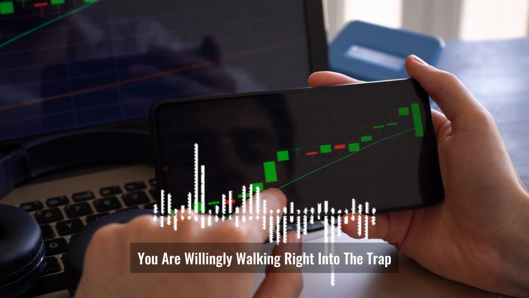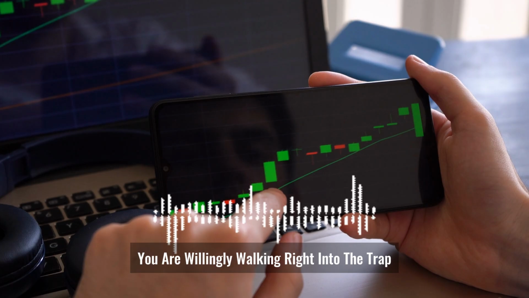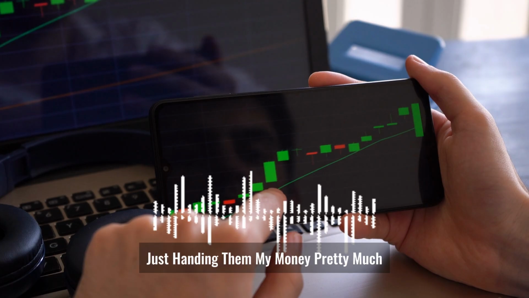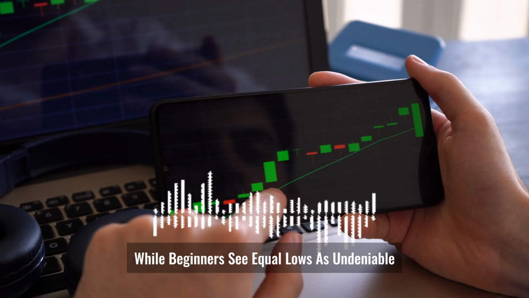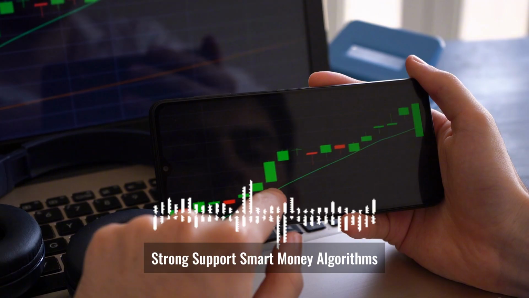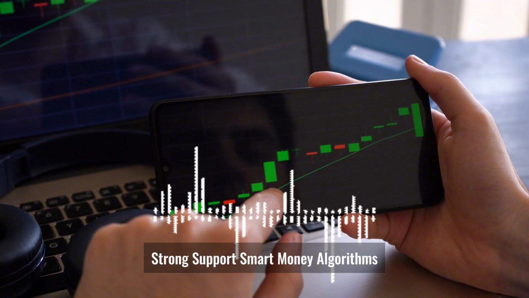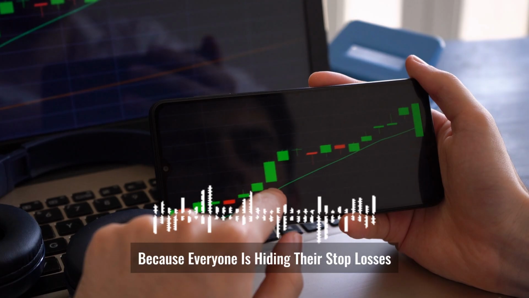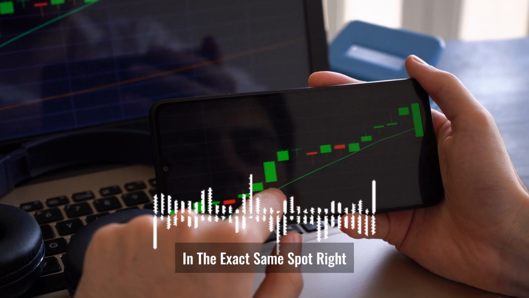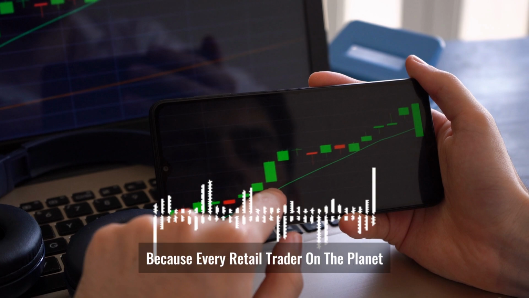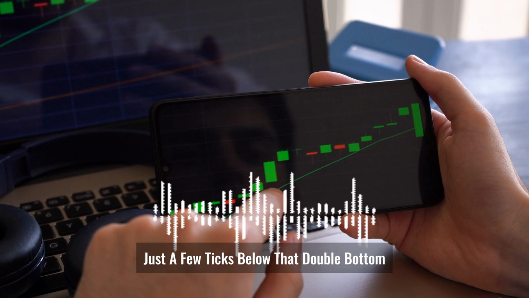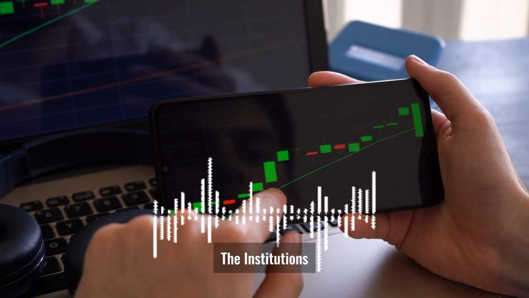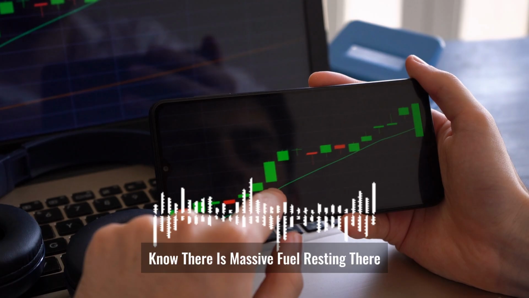And by doing that, you are willingly walking right into the trap. Just handing them my money. Pretty much. While beginners see equal lows as undeniable strong support, smart money algorithms see them as a dense pool of trapped liquidity, because everyone is hiding their stop losses in the exact same spot. Right, because every retail trader on the planet is putting their stop loss just a few ticks below that double bottom. The institutions know there is massive fuel resting there. So they go hunt it.